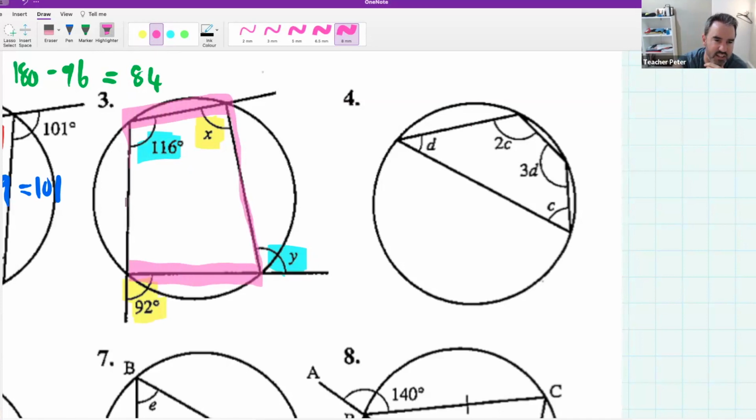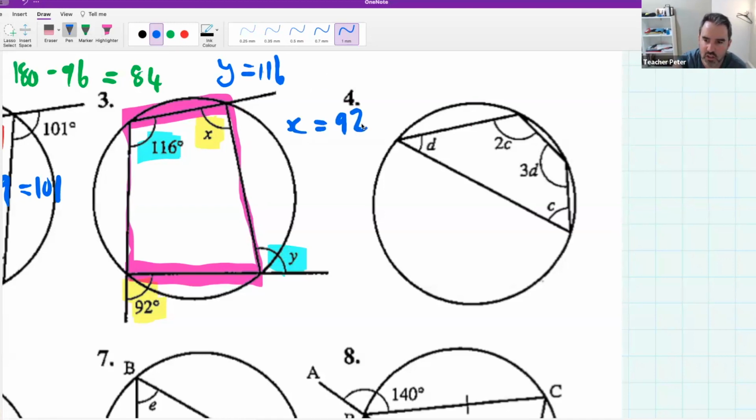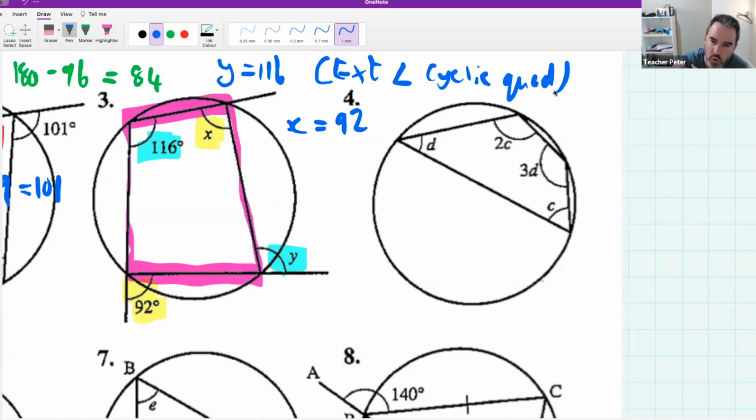this thing. So that's the cyclic quad. And the yellow one is the exterior angle that goes with the interior opposite x. The y, so there's more than one exterior angle. And so this will go with this. So we should get y is 116 and x will be 92. And so the reason would just be exterior angle cyclic quad.